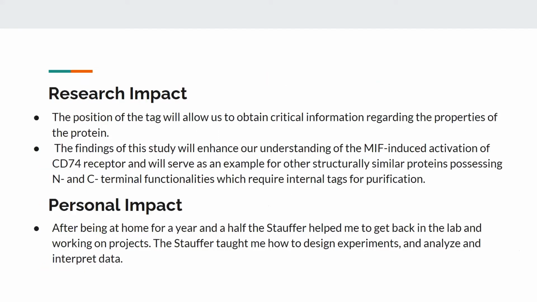And the impact of this research, the position of the tag will tell us information about the properties of the protein. And the findings will enhance MIF activation of CD74 receptor, and it'll serve as an example for other proteins that have similar structures that we can also use tags for purification. So there's other family members in the MIF superfamily, which includes DBT.